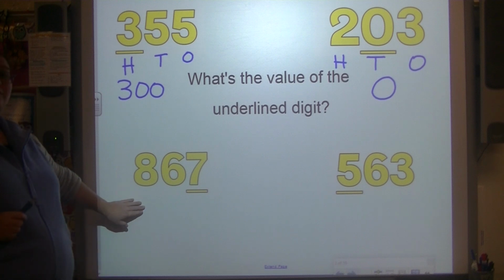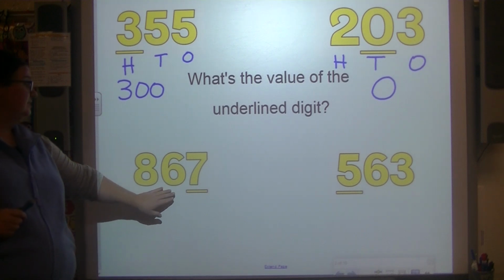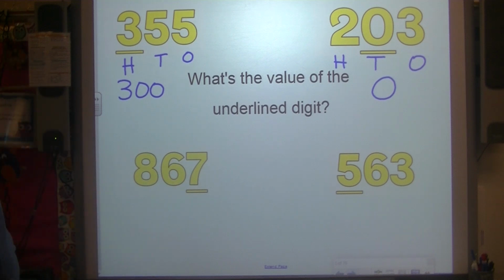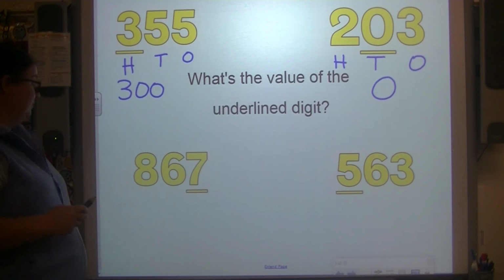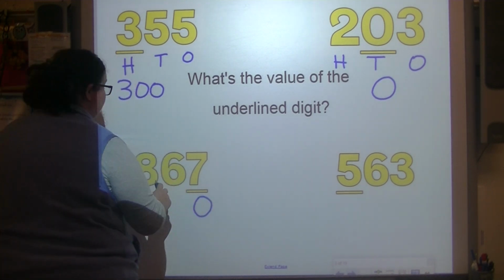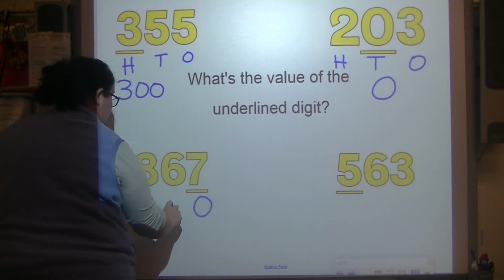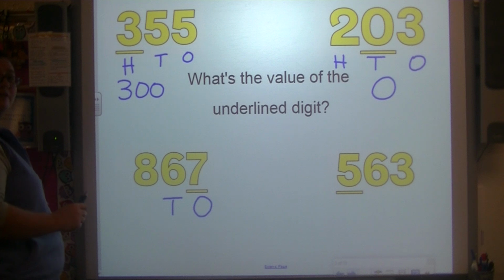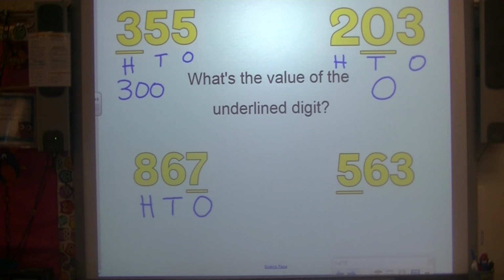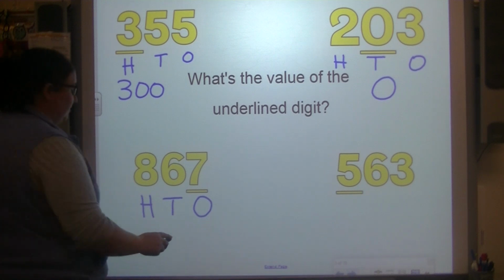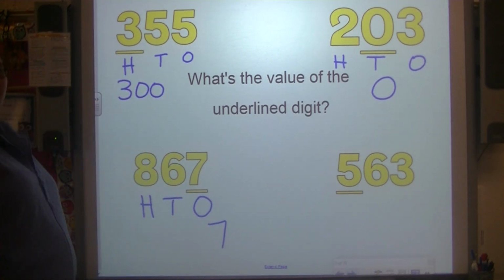Now look at this number, 867. What place value? Ones. What place value? Tens. What place value? Hundreds. So the 7 is in the ones place. All right, what is that 7 worth? That 7 is worth 7 because we count by ones.